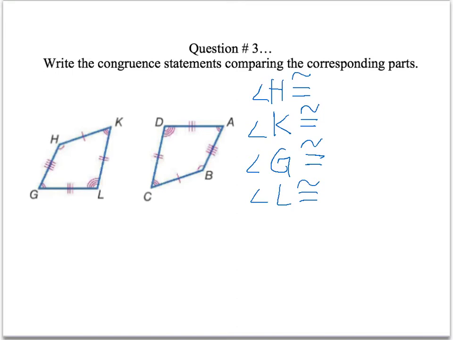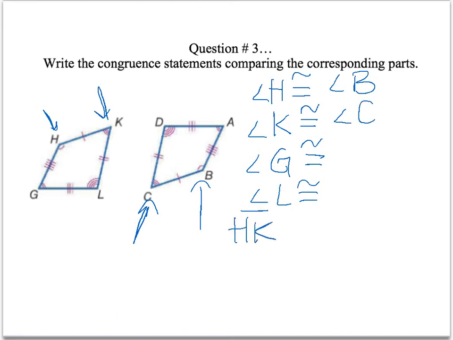So angle H has 1 hash mark, and so does angle B. So they've turned this figure, they've rotated it, and moved it over to make a new figure. So angle B and H are congruent. Angle K has 3 hash marks, and so does angle C. So those 2 are congruent. Now I'd like you to go through and do the sides.